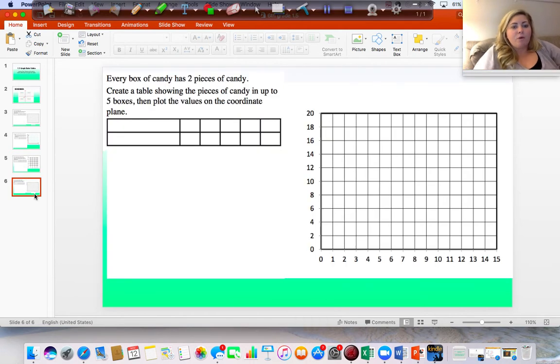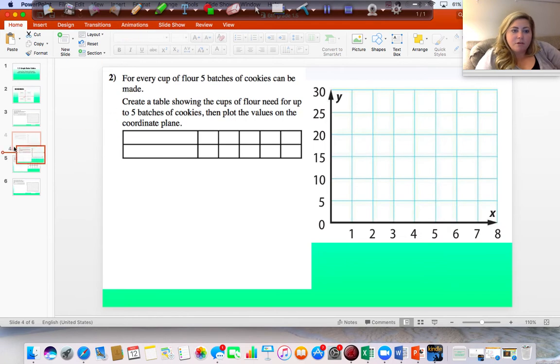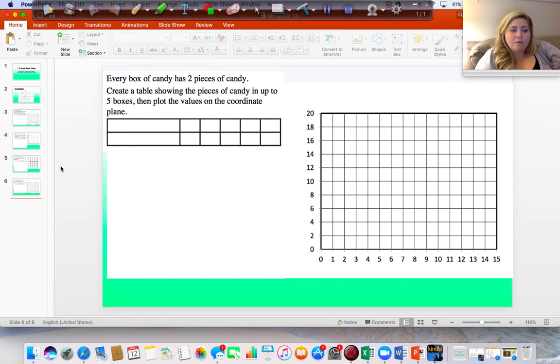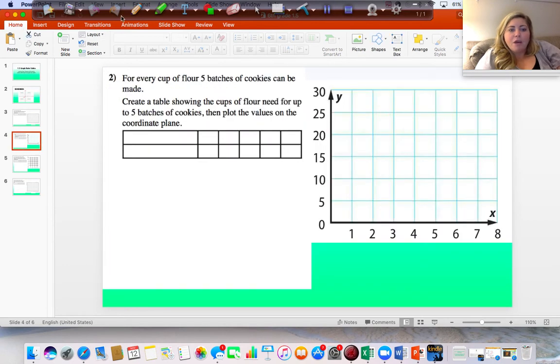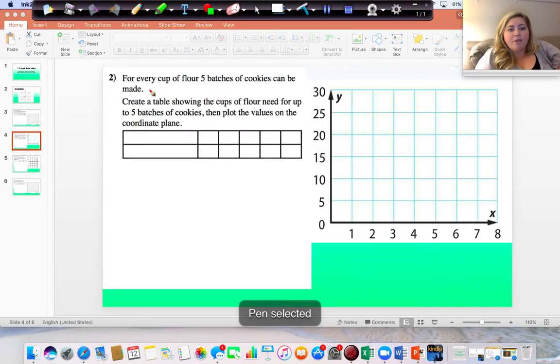Okay, and our last one, actually I'm going to come up and do this one as our last one. Okay, so it says for every cup of flour, 5 batches of cookies can be made. So we want cups of flour. I'm going to put C of flour. So cups of flour, that's our X. And then our batches of cookies.